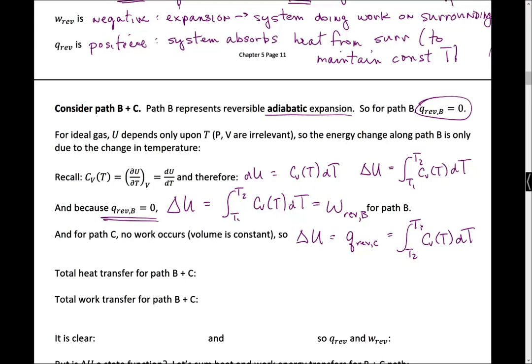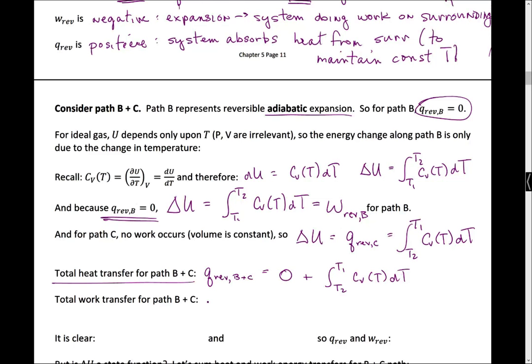All right? So we've talked about the heat and work for each of the paths B and C. Now what I want to do is just look at the total heat transfer for path B and C. That'll be Q reversible B plus C. Well, for path B, it's adiabatic. What's the heat transfer? It's 0. And then for path C, we've determined that it's the integral from T2 to T1 of Cv T dT. So that's Q reversible for path B plus C.